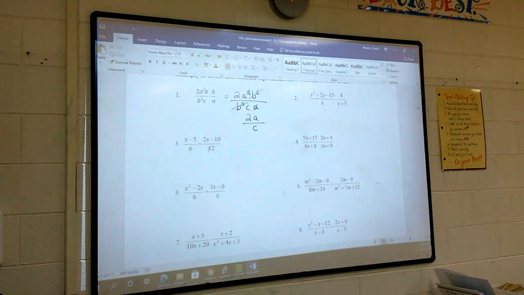So again, you want to go straight across. 2a squared, and then b times b is b squared, over b squared ca.